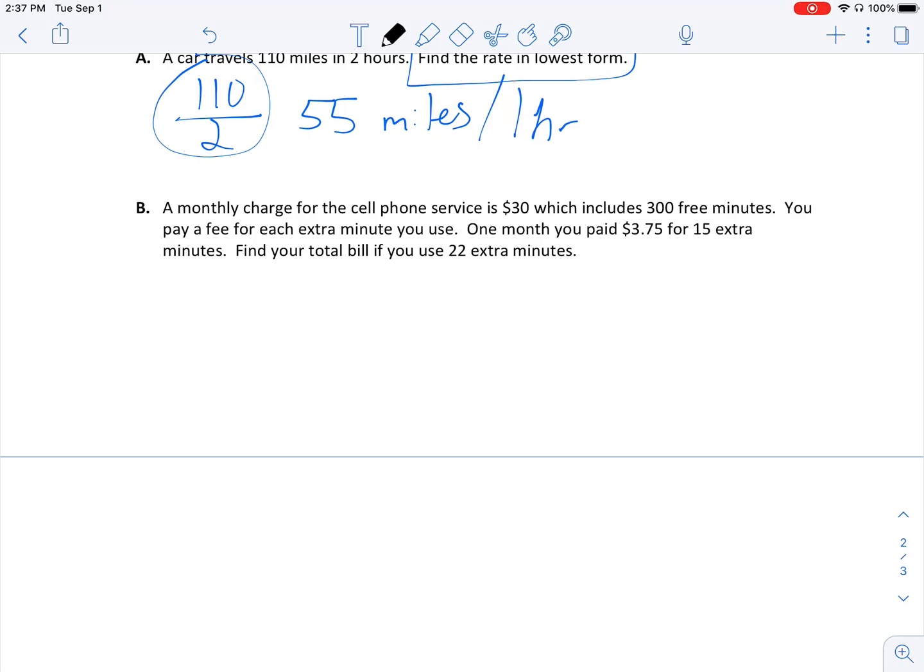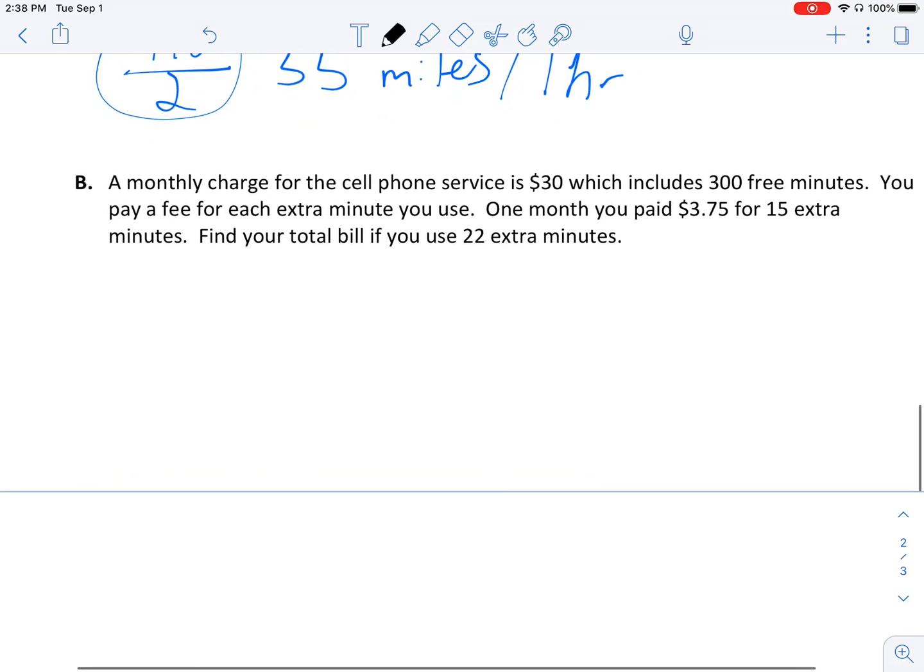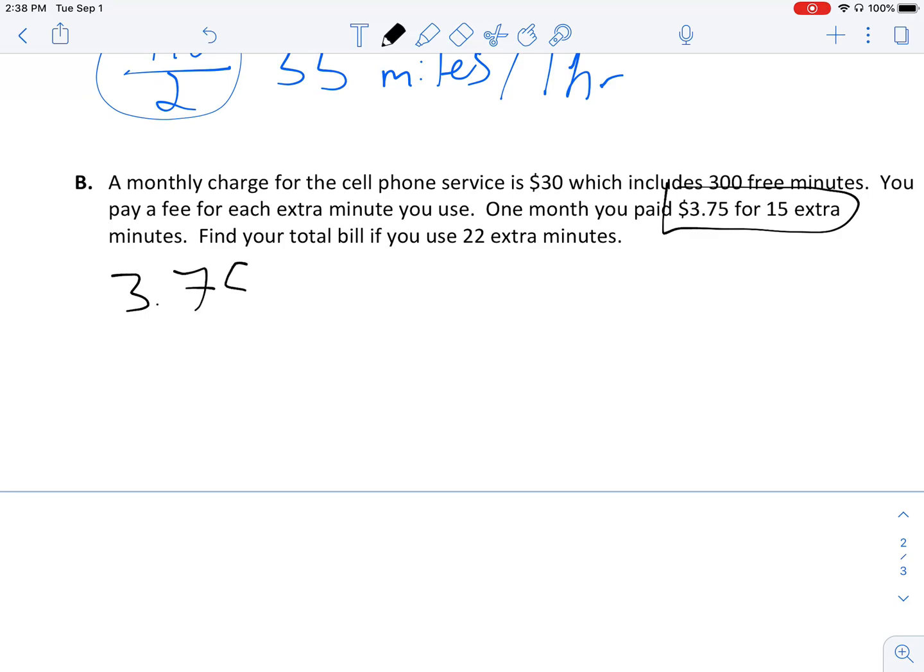Well, the first thing you need to figure out is what you pay per minute that you go beyond your 300 free minutes. So I need to use this rate that they gave me of $3.75 for 15 extra minutes. So 3.75 divided by 15. That's going to tell me what it costs, dollar amount, for every minute I use. When I divide that out, I get 0.25, or 25 cents per minute that I use.